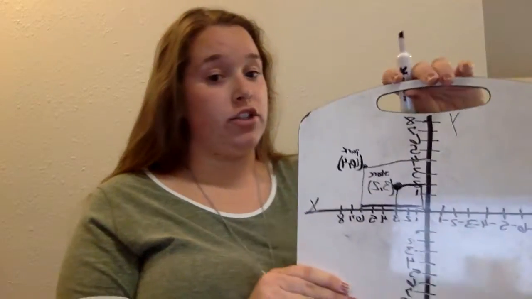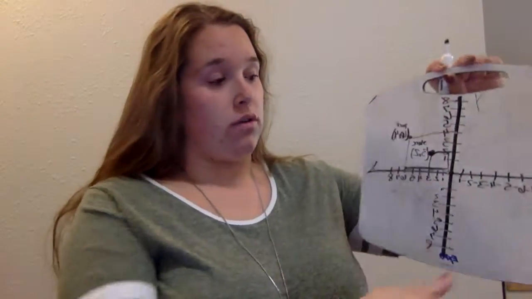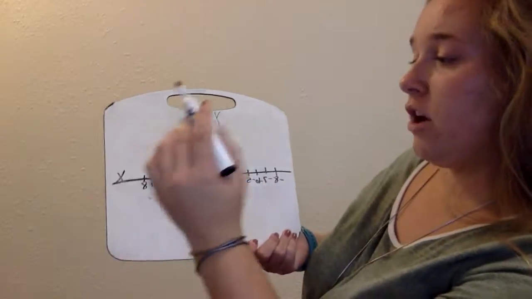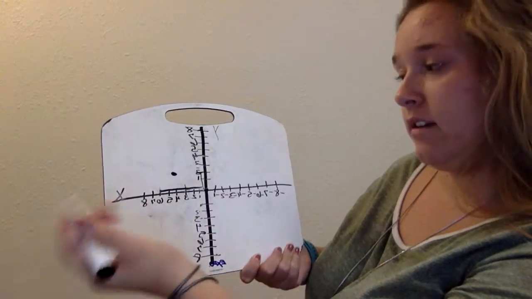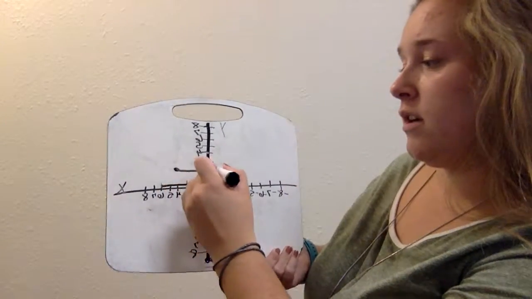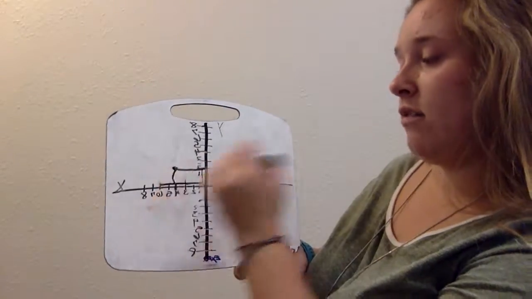Now for the plotting, I'm going to put a dot on here, and you're going to give me the ordered pair. I'll help you out with it. First of all, we can draw numbers over and down to get our answer. We're going to go over, and that's to 2, and down, that's to 4.